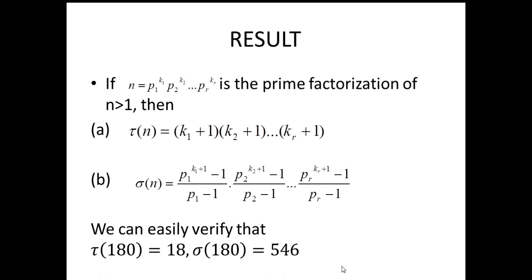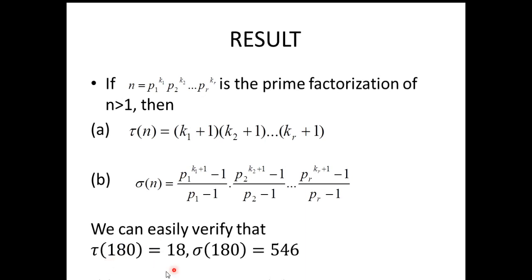Next important result is this: when you have n of this form, power of primes, then tau n is equal to k1 plus 1, k2 plus 1, up to kr plus 1, and sigma n is p1 to the power k1 plus 1 minus 1 upon p1 minus 1, into p2 to the power k2 plus 1 minus 1 upon p2 minus 1, and so on up to pr to the power kr plus 1 minus 1 upon pr minus 1.